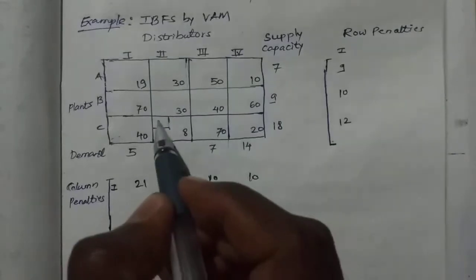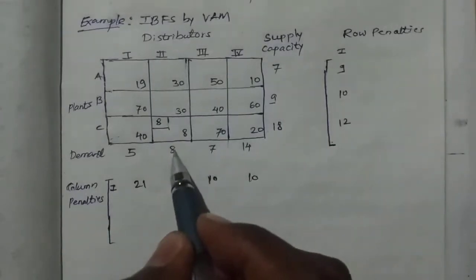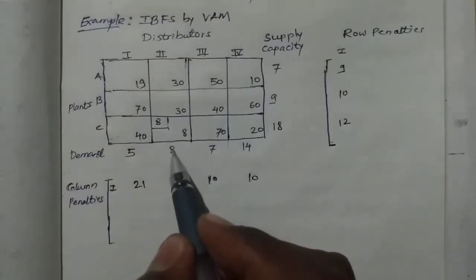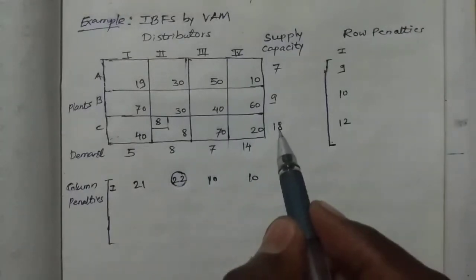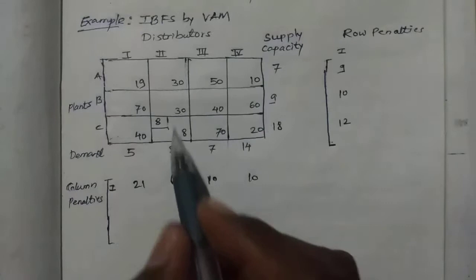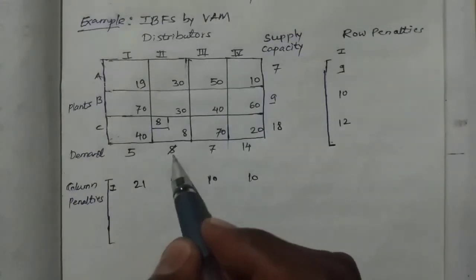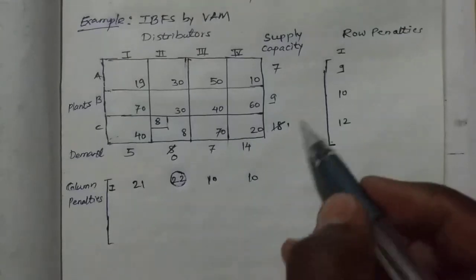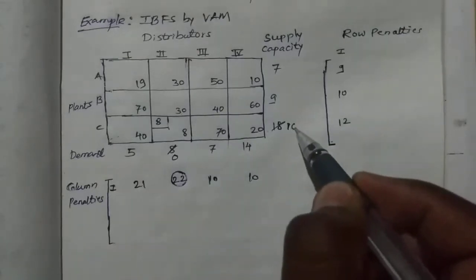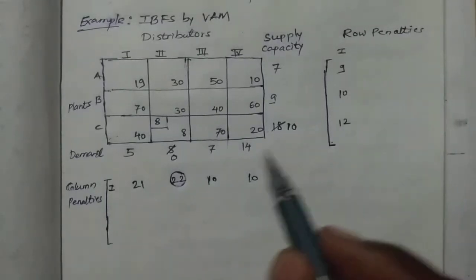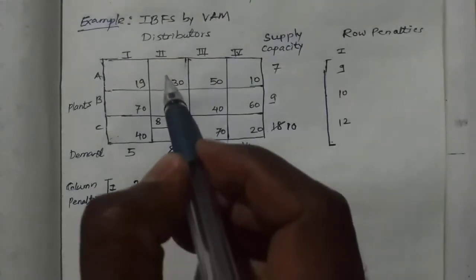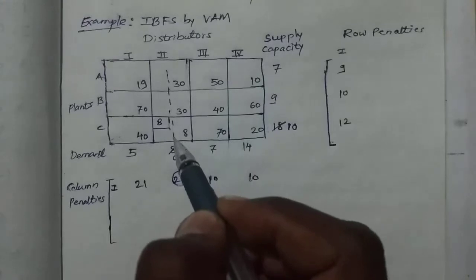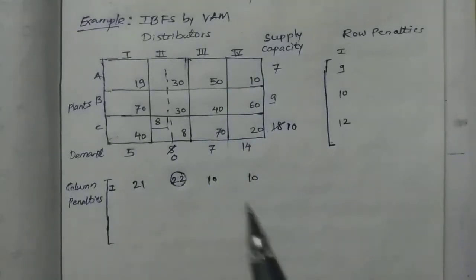Make allocation first. So quantity 8 can be allocated. Between these two, smallest quantity can be allocated because demand is 8, supply is 18. That means here demand can get fulfilled. So 8 minus 8 is 0, 18 minus 8 is 10. So this column let us neglect from further considerations.